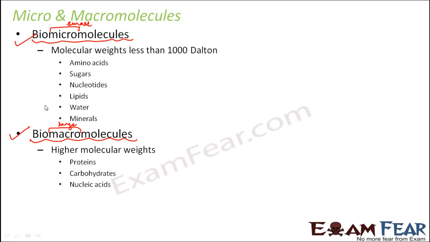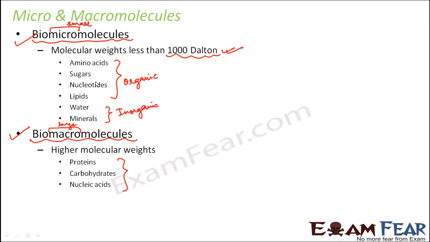Biomicromolecules are those whose molecular weight is less than 1000 Dalton. Anything less than 1000 Dalton would fall under biomicromolecules. Anything above this will fall under biomacromolecules. Now what all falls under the category of micromolecules? Amino acids, sugars, nucleotides, lipids, water, minerals. They all fall under micromolecules. The first four are organic micromolecules, while water and minerals are inorganic micromolecules. Organic means anything with carbon; inorganic means anything without carbon. Under macromolecules are proteins, carbohydrates and nucleic acids.